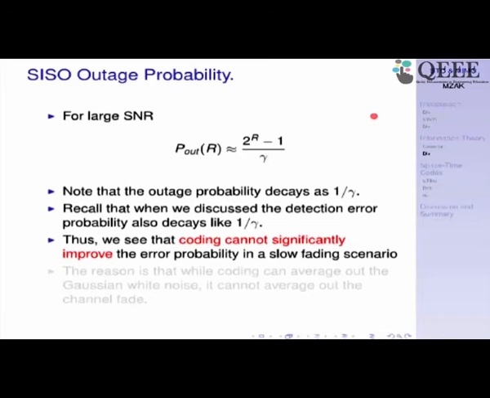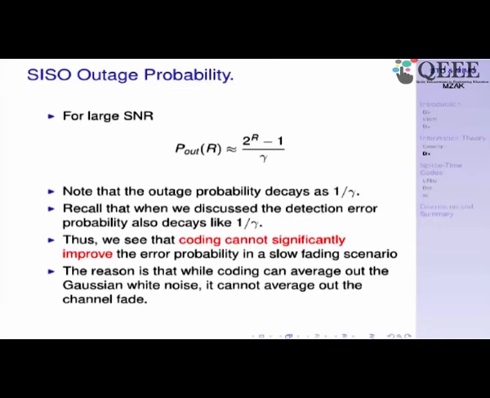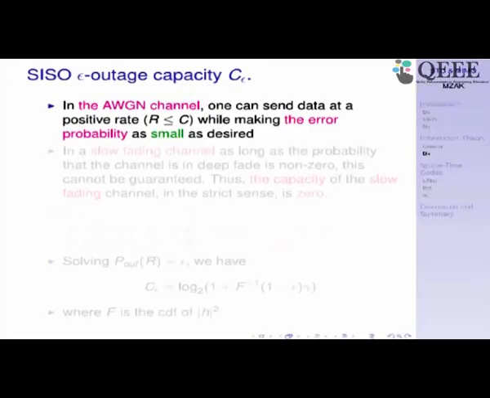Now from this discussion, there is one important thing we can conclude: coding can average out the AWGN noise, but it cannot average out the slow fading noise. This is because coding is designed to take care of the AWGN noise. It doesn't average out the fading noise. So for that we have already seen the answer is diversity, multiple replicas. Okay. Let us go forward.